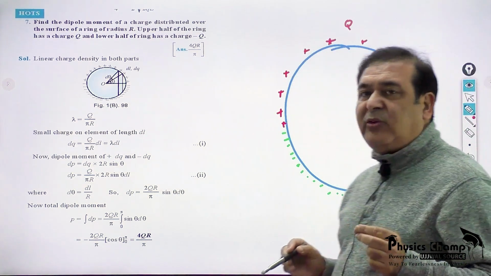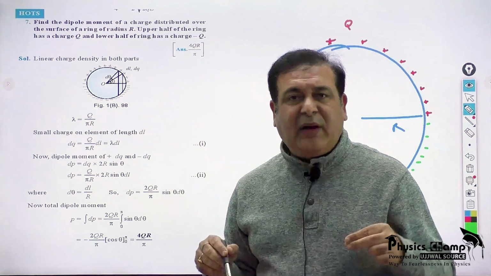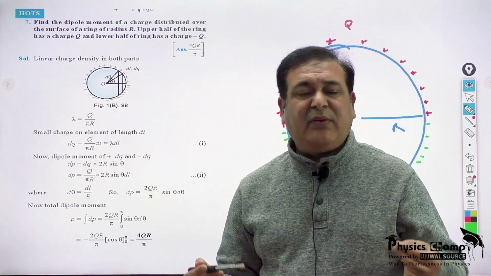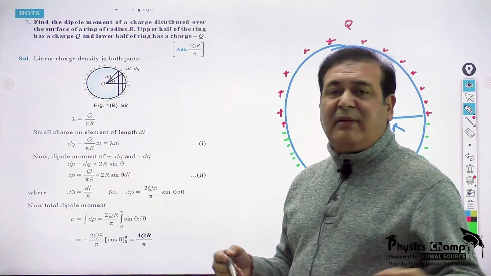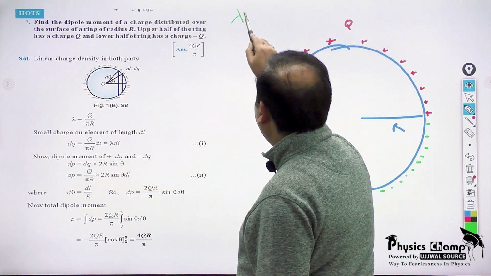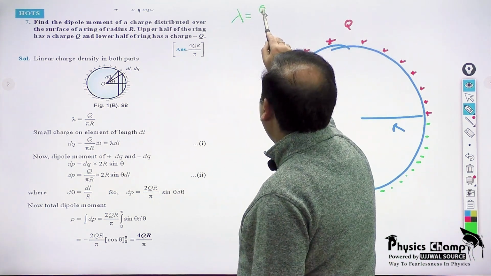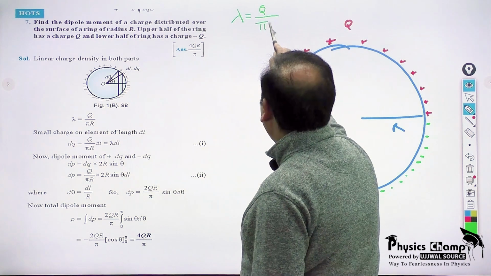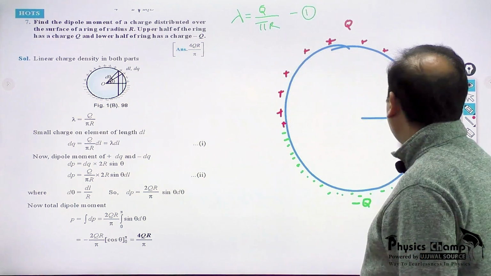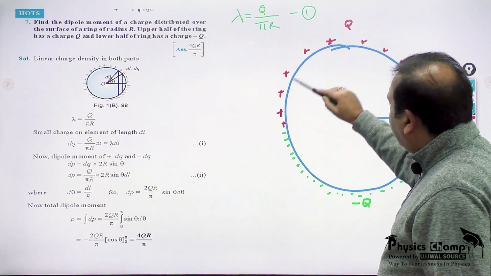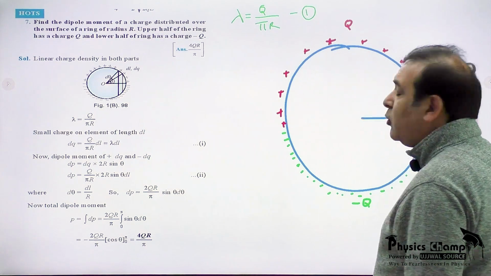If I ask you here the charge is distributed as linear charge density, surface charge density or volume charge density, your answer is here it is a linear charge density. And if I ask what is that linear charge density, you should say q by pi r. Charge per unit length. Charge q is distributed in a length, in a circumference pi r, not 2 pi r.